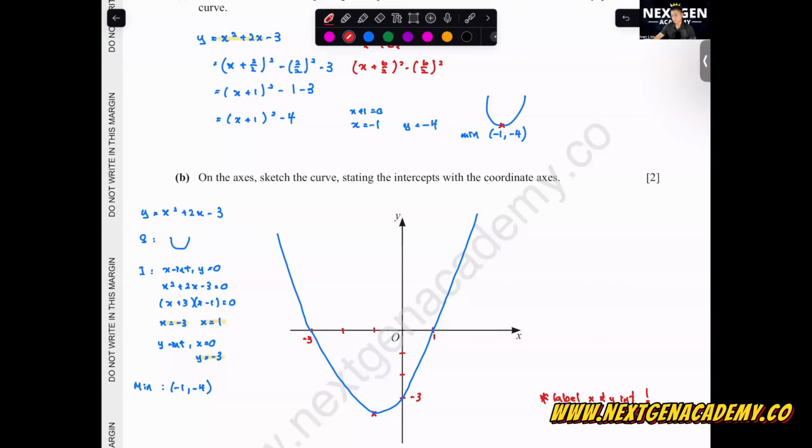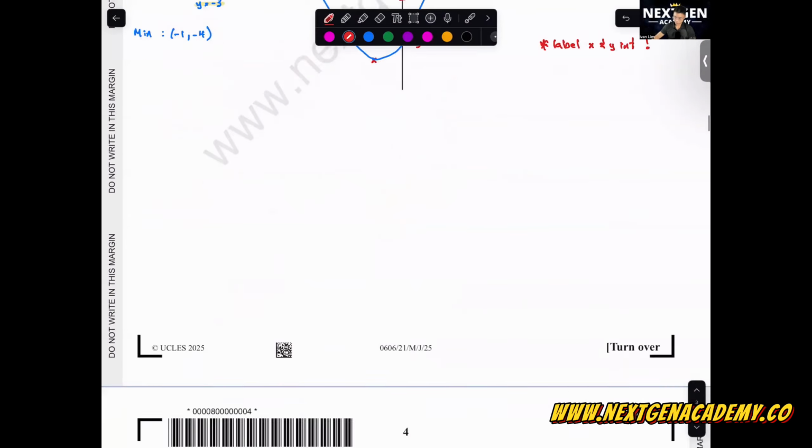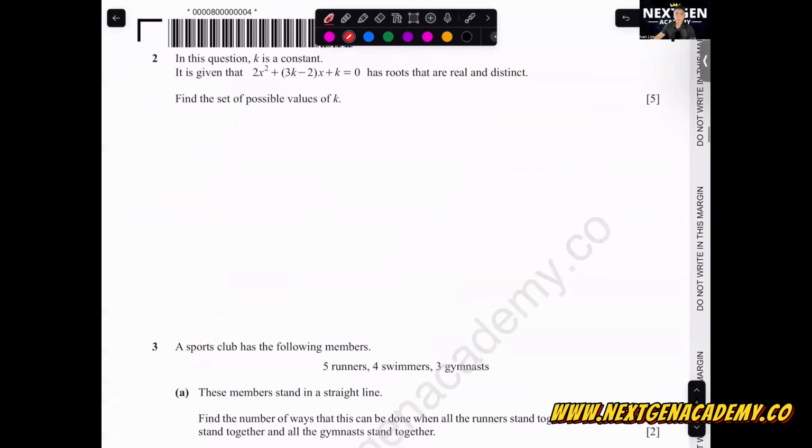This one, I think paper 1 also can come up. All right, let's go to question number 2. Question 2. In this question, k is a constant.